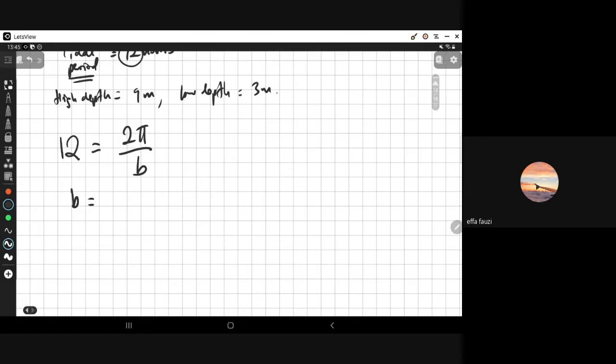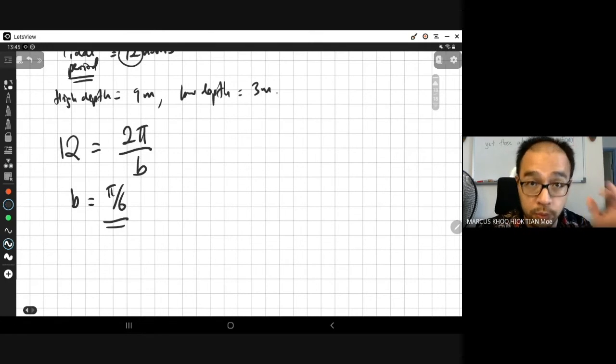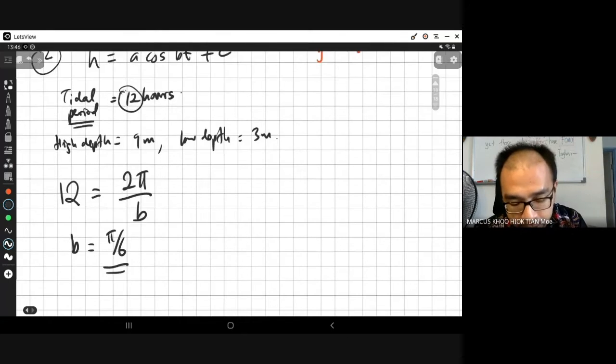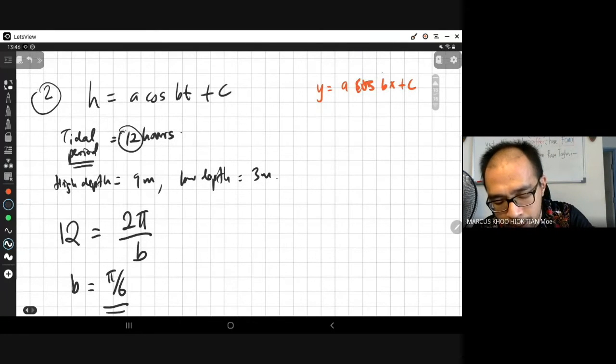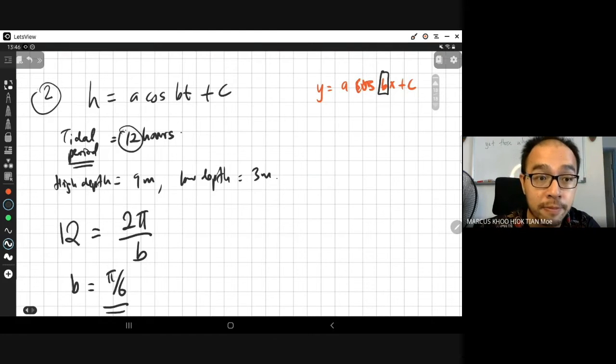Pi over 6. Done. So we use the concept of period, and the formula for period, which is 2 pi over B. But we must understand that B is the number of cycles for the trigonometric function. Now we can go ahead and do the A and C.